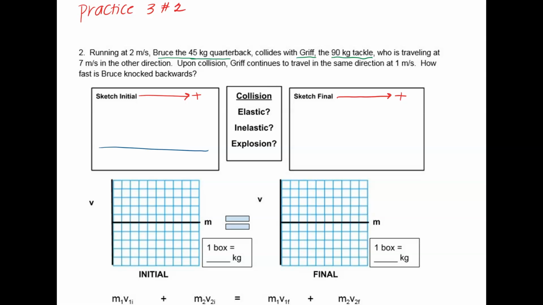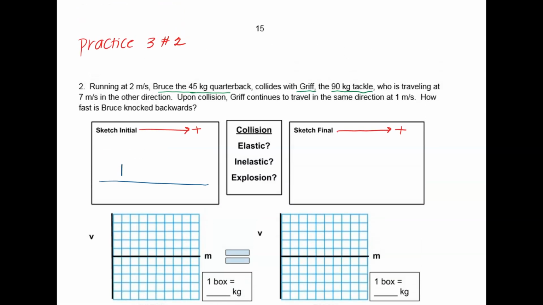And then next, we have Bruce. So I'm just going to draw Bruce as a circle. So here's Bruce, and Griff is coming towards him. Bruce is a 45-kilogram quarterback, and he's running at 2 meters per second in the positive direction. Now Griff is running the other direction at 7 meters per second, and his mass is 90 kilograms.